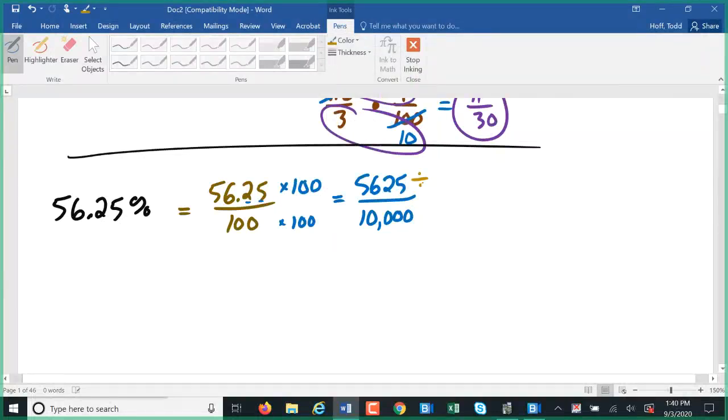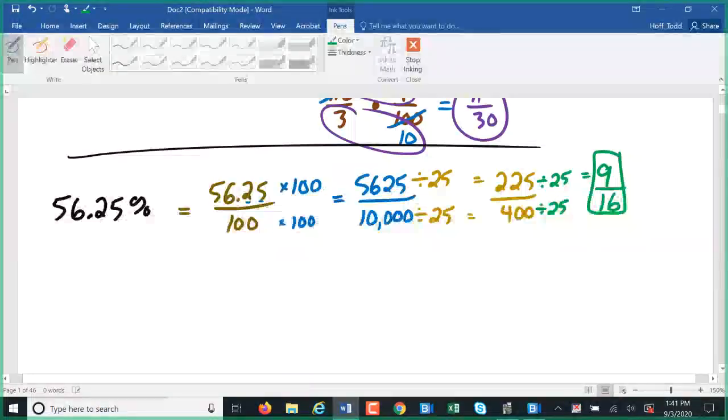Now these can be reduced. Both of those can be divided by 25. 5,625 divided by 25 is 225. 10,000 divided by 25 is 400. Well, they can still be reduced. Actually, both of them can still be divided by 25. 225 divided by 25 is 9. 400 divided by 25 is 16. That reduces to 9/16. So 56.25% is 9/16, or 9 out of 16.